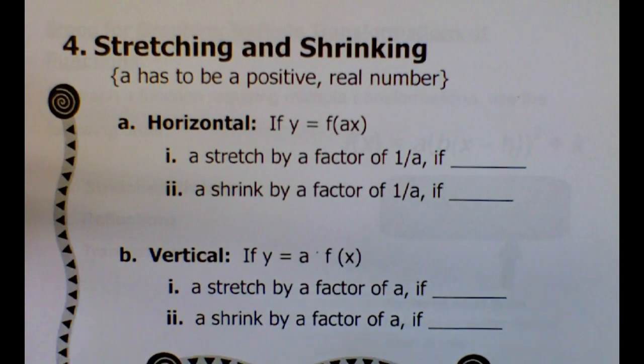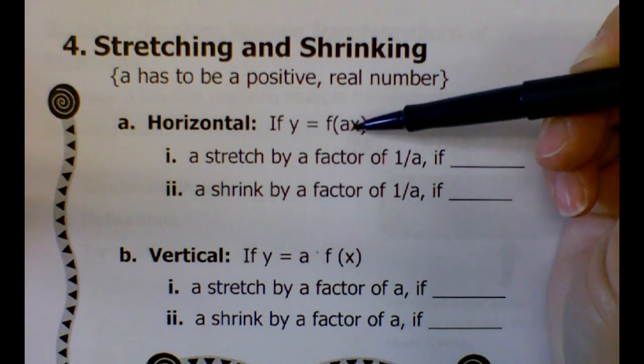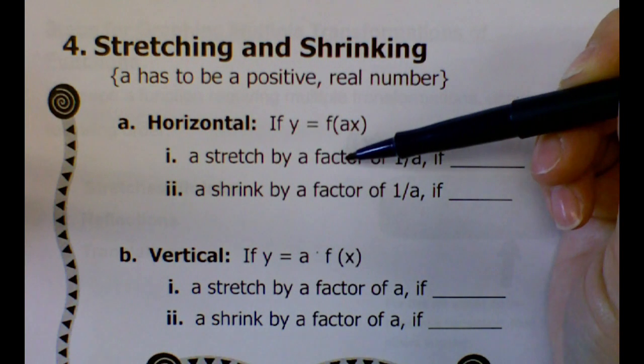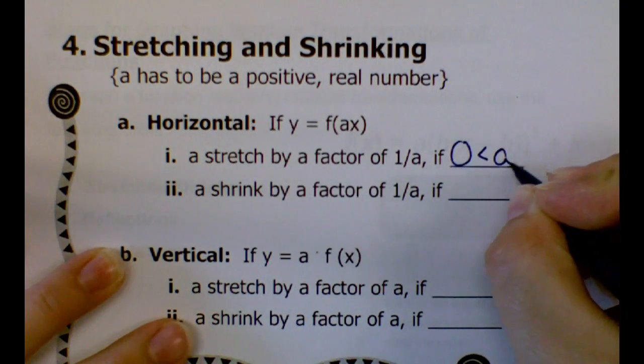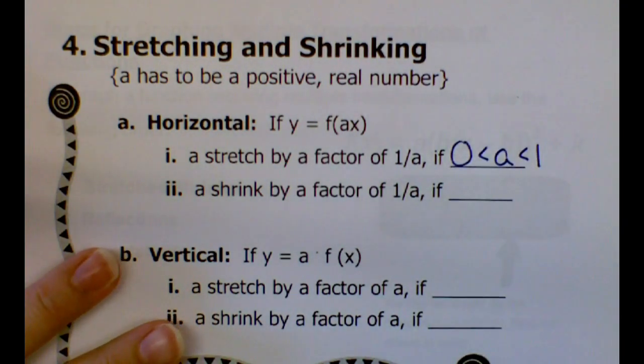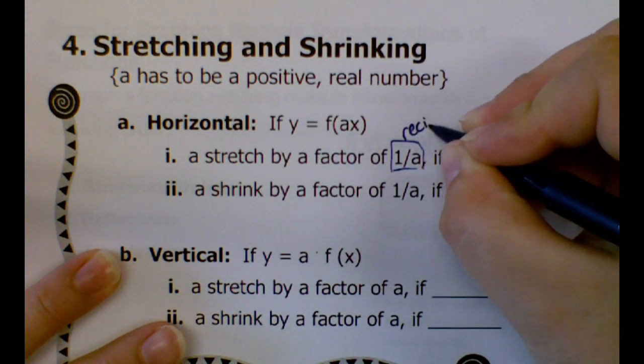And then stretching and shrinking. We're going to use the value a. A has to be a positive real number. If it's a negative number, then we look at the reflections, then this part, or this part, then the reflections, either way. So if my a value is in with the x, we stretch if a is small. So if a is between 0 and 1, it is a stretch by a factor of, notice that that's just the reciprocal.